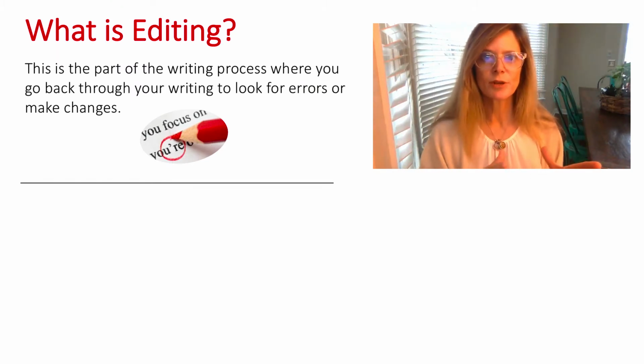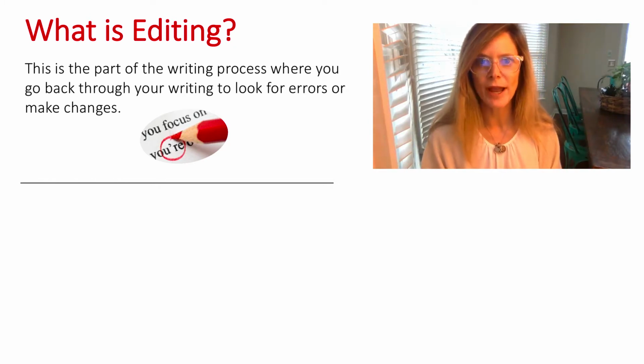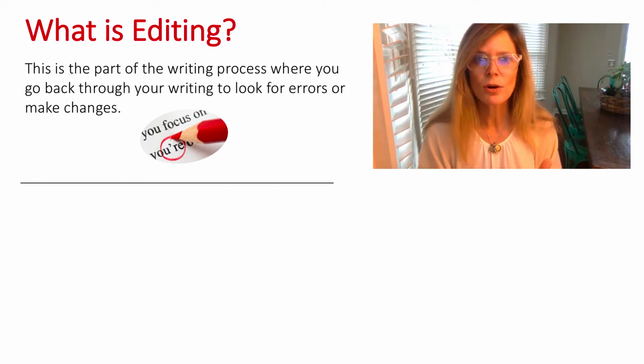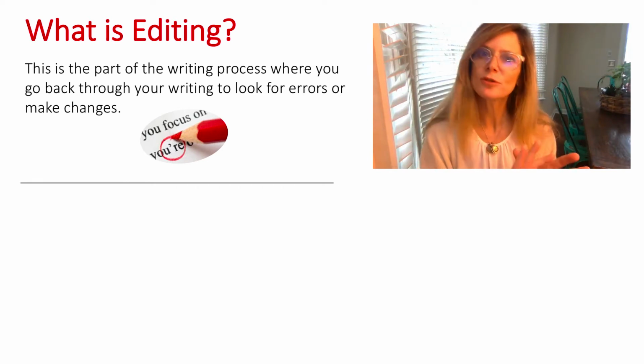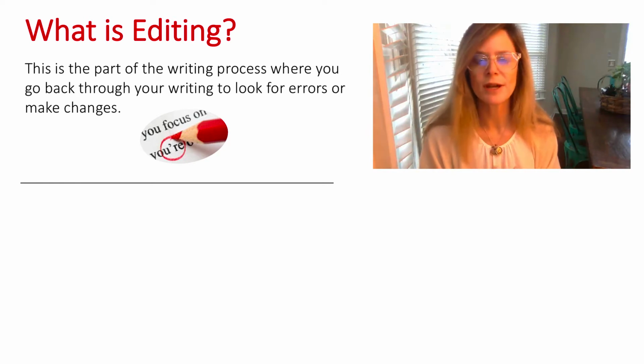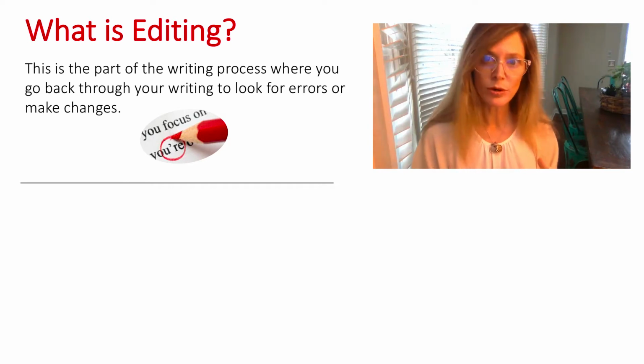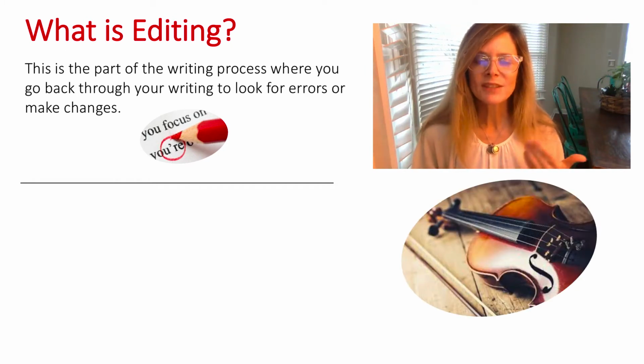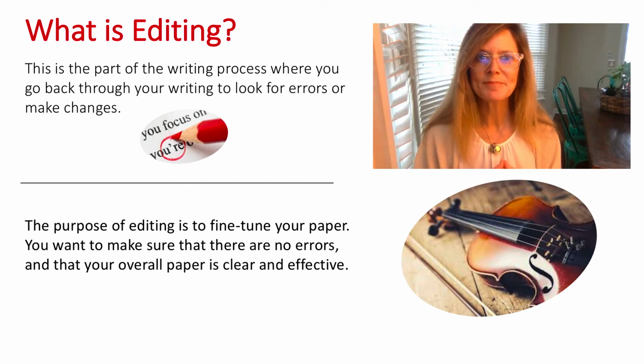All right, so what is editing? Well, this is the part of the writing process where we go back over our first draft or second draft, and we look through our writing for errors that we've made or to make changes to our writing. Maybe we want to move something around or use a different example in a different paragraph. So this is a really important part of the writing process, but it's super challenging when it's not your native language. We call it the fine tuning of your writing.